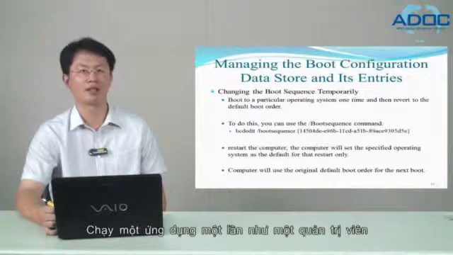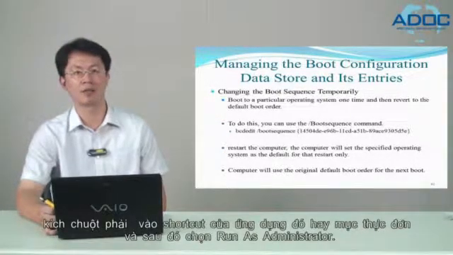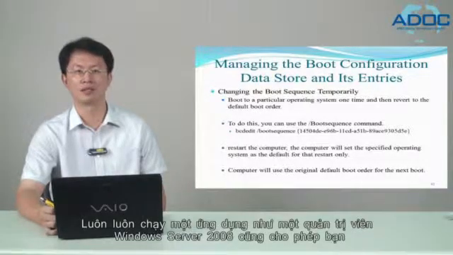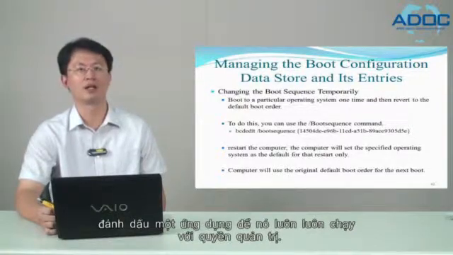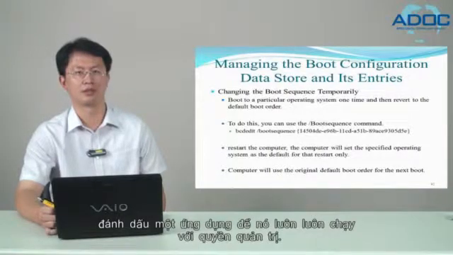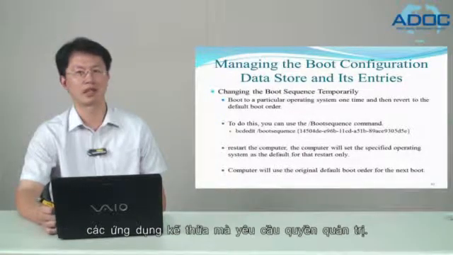Running an application once as an administrator. You can run an application once as an administrator by right-clicking the application's shortcut or menu item and then selecting Run as Administrator. Always running an application as an administrator. Windows Server 2008 also enables you to mark an application so that it always runs with administrator privileges. This is useful for resolving compatibility issues with legacy applications that require administrator privileges.